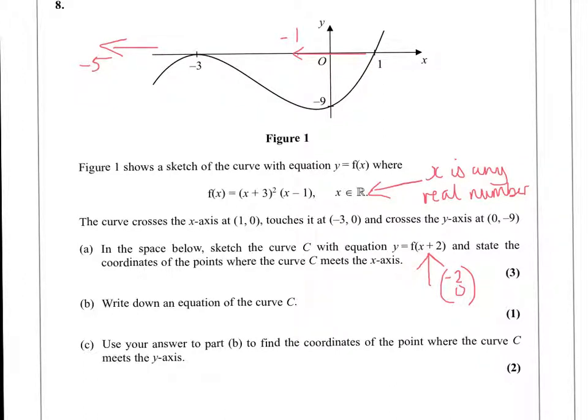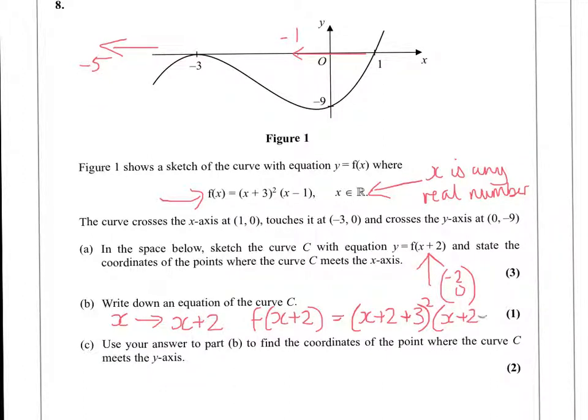Write down the equation of the curve. Well, what we've done here is that f of x is this equation, but we've now changed x into x plus 2. So then f of x plus 2, all we do is we substitute in x plus 2 plus the 3 all squared, and then x plus 2 minus 1.